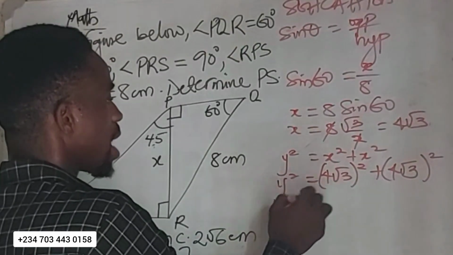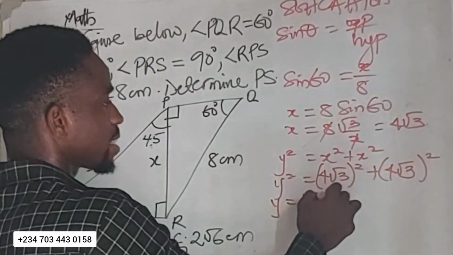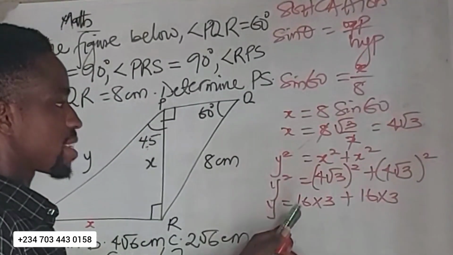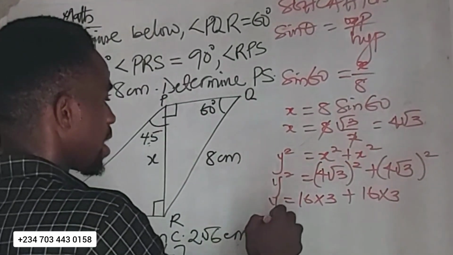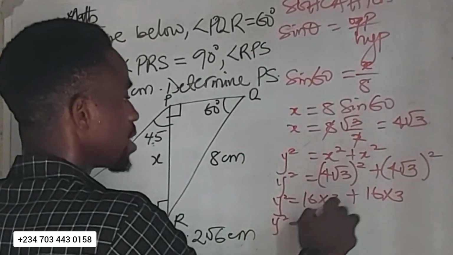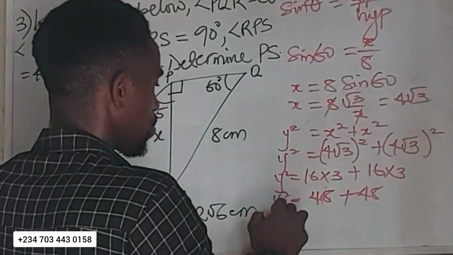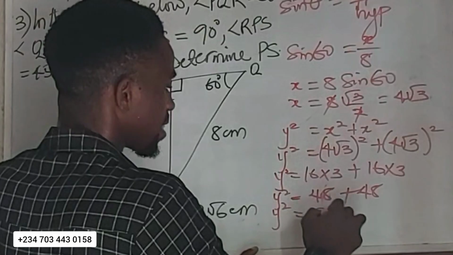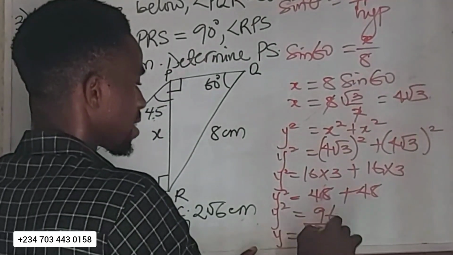And when you square this, you have 16 times 3 plus 16 times 3. That's 4 squared is 16, root 3 squared is 3. The same thing happens here. So y squared is equal to 16 times 3 is 48 plus 48. So y squared is equal to 48 plus 48, which is 96. So y is square root of 96.